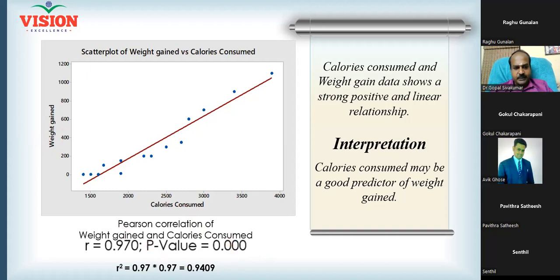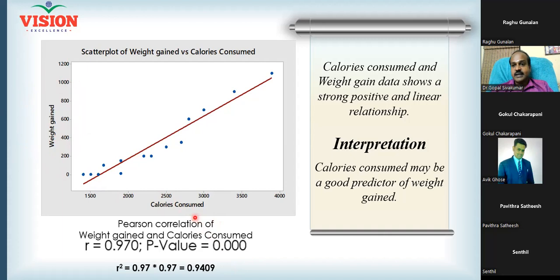And also one more thing, I want you to calculate R square also. R square is called the coefficient of determination. 0.97 when I square, I am getting 0.94. This 0.94 simply means this factor, calorie consumption, is responsible for 94% of the variations you have observed in the weight gain. That means this weight gain is controlled by the calorie consumption to the extent of 94%.